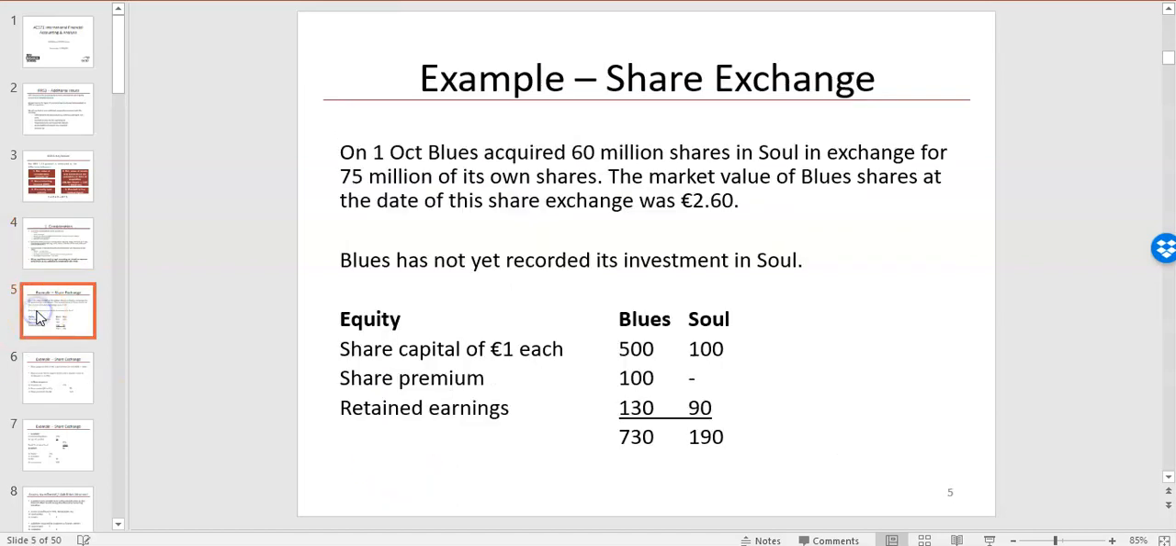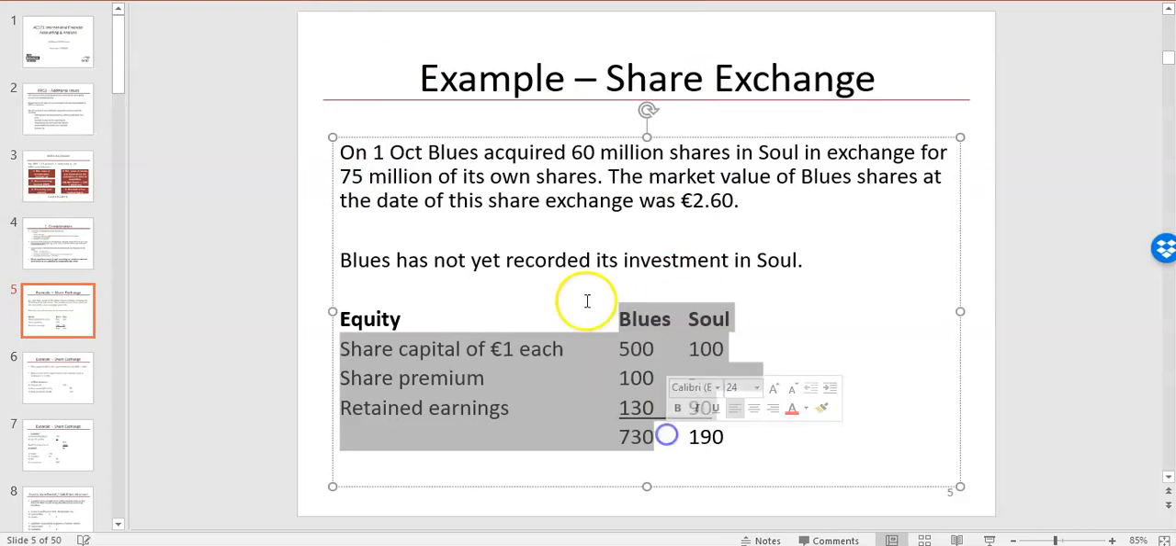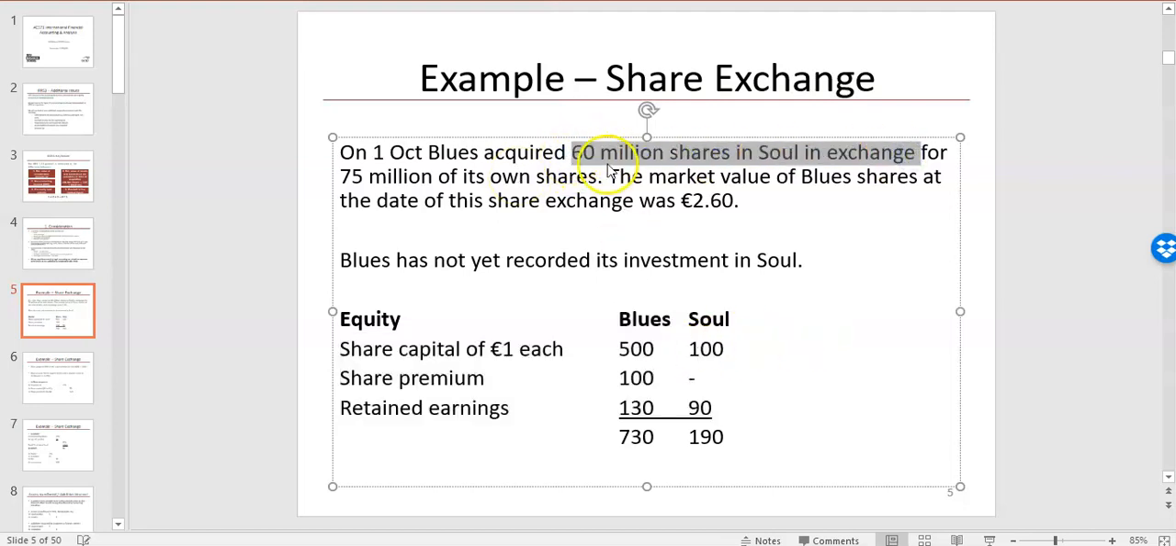So the first one then let's look at is a share for share exchange. Right? So on the 1st of October, Blues, who's the parent, acquired 60 million shares in Soul in exchange for 75 million of its own shares. So be careful what's going on here now. Blues is the parent, and what they're going to do is issue 75 million new shares. In return, they're going to get a 60% shareholding, 60 million over 100 in Soul. So it's a share for share exchange.